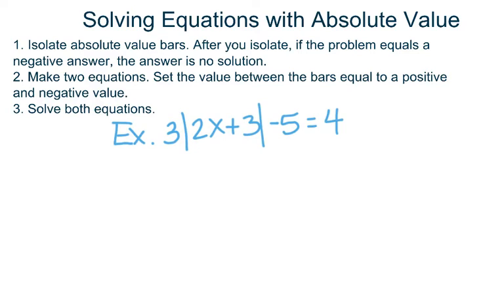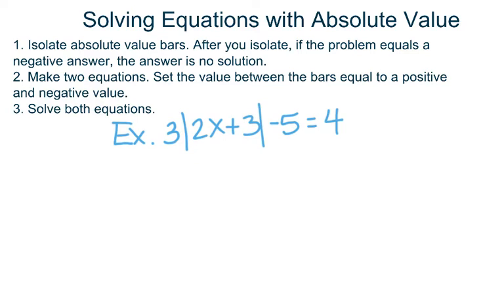After we isolate, if the problem equals a negative answer, the answer is no solution. Because, remember, distance can only be positive. So if you get those absolute value bars by themselves and they equal negative, that can't happen because distance cannot be negative. Okay, number 2, we're going to make 2 equations.